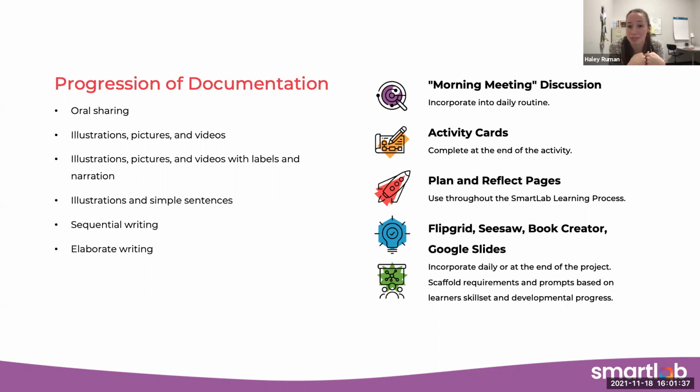Start introducing some simple sentence requirements as they develop their writing skills. Move into sequential writing. First, I did this, then I did that. And then they'll get pretty elaborate with it as they move into second grade and the later part of second grade. So you might start by incorporating this into a morning meeting discussion. This is a great routine really to just be part of every SmartLab class, even if it's a rapid fire, like share one thing that you learned today and you can use 5 words and make it a phrase.